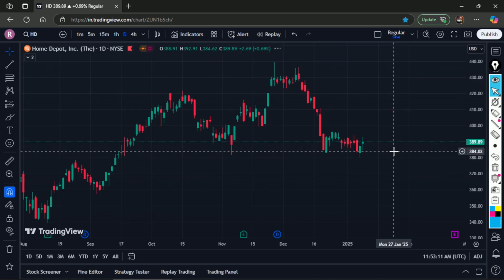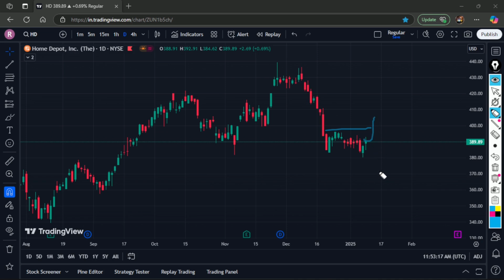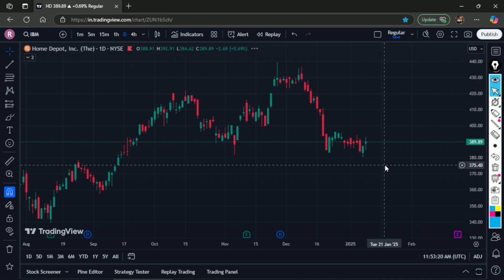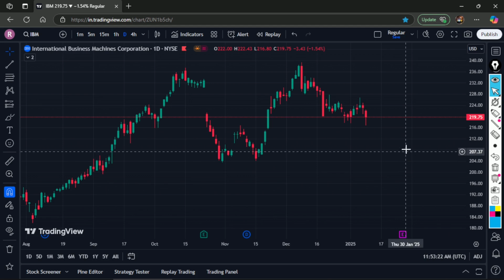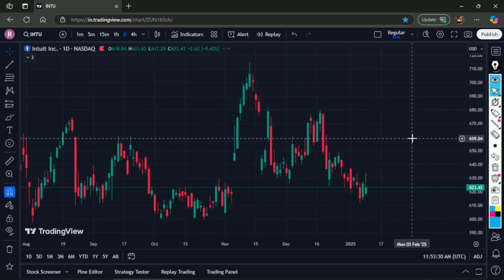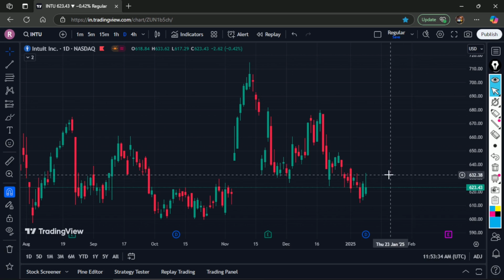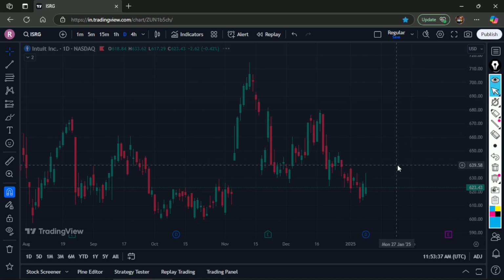Now in HD, it is also a buying side scenario for me. I will look for the buying side, not the negative side in HD. IBM, there is nothing in IBM, nothing to buy or sell, so we will just wait here also. In INTC, it is volatile and the volatility is still there, so there is nothing we can do here.